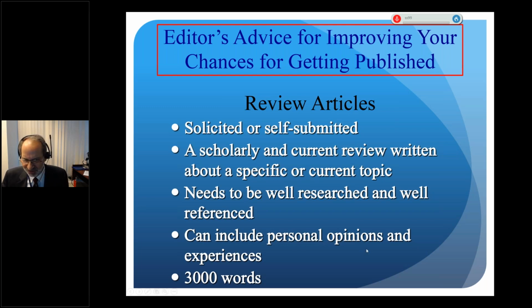Now, you can include personal opinions and experiences, but you have to state that that's what they are, so they can be differentiated from fact that you can reference. And the review articles are about 3,000 words. Now, if you submit a review article or any article and you're a little bit over the limit, don't worry about that. I'm not going to reject your article because it's 3,001 words. But if we're looking for a limit of 3,000 words, because there's a limit to how much we can publish in a particular issue, don't send one in that's 8,000 words.